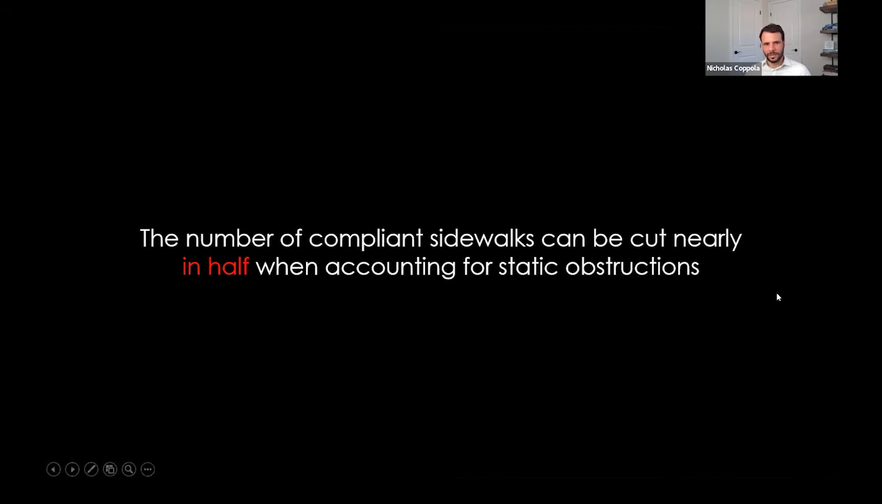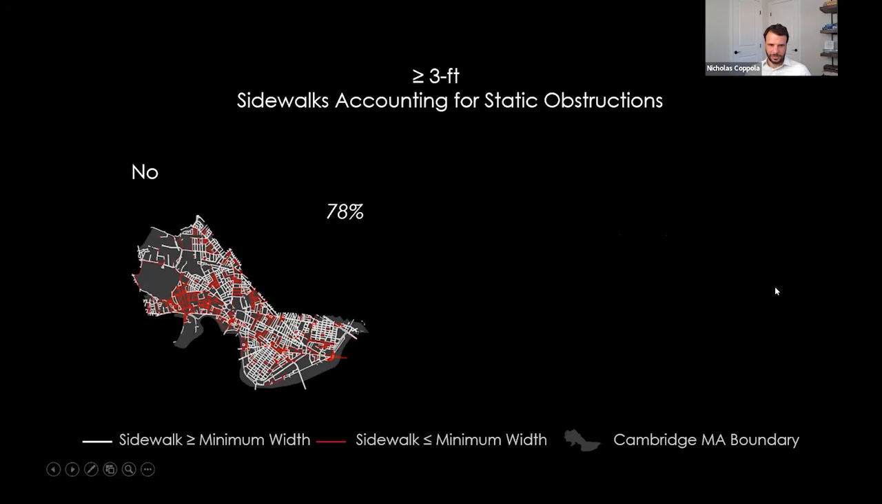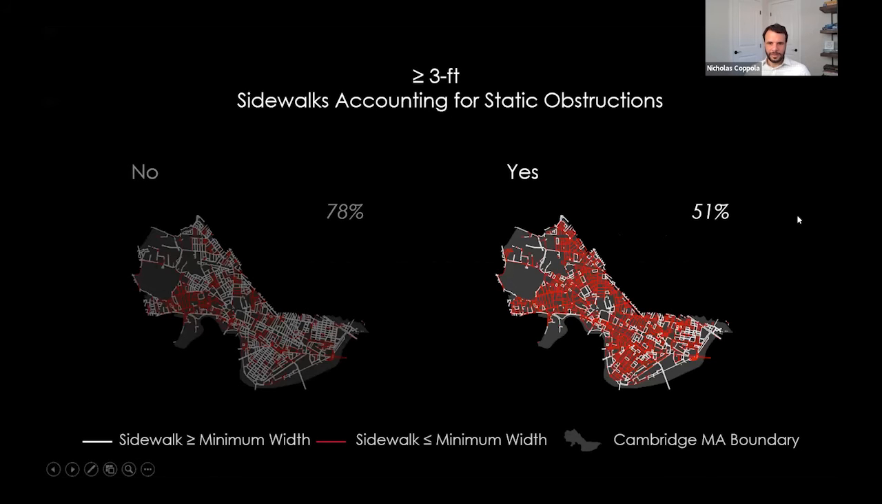The results that we found were that the number of compliant sidewalks, meaning those that were ADA compliant at 3 feet or greater, was cut nearly in half when we accounted for static obstructions. Let's take a look once again at some graphic examples. In this example on the left, this is Cambridge, Massachusetts, and this is what it would look like for sidewalks that are in compliance with the ADA. When we incorporate the static obstructions, that drops considerably from 78% to 51%, which is a 34% difference.